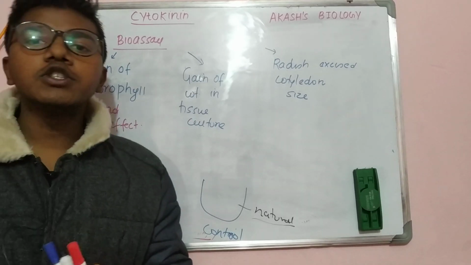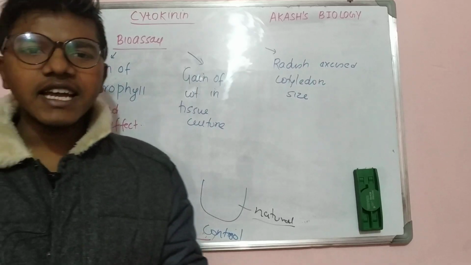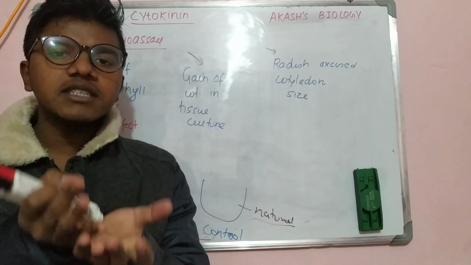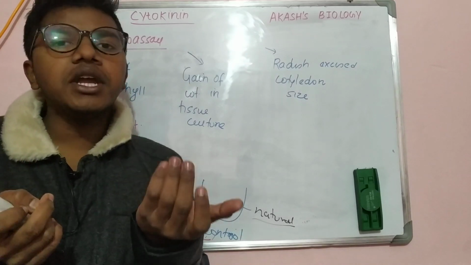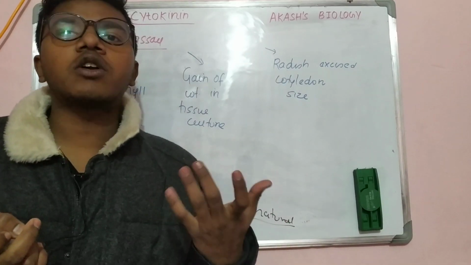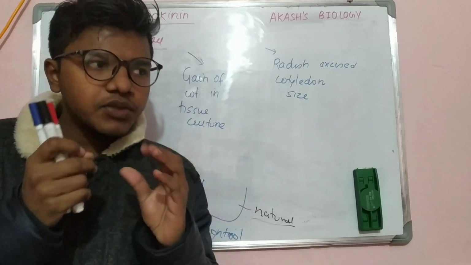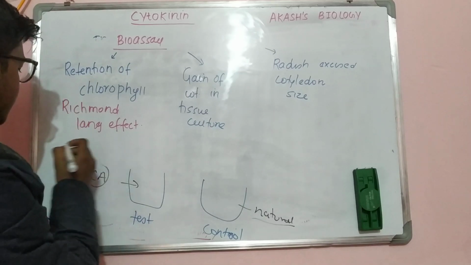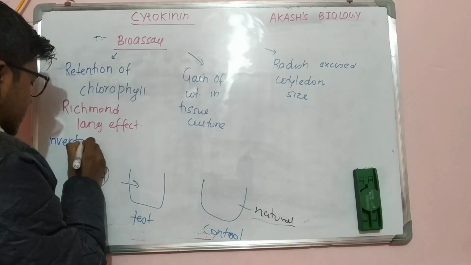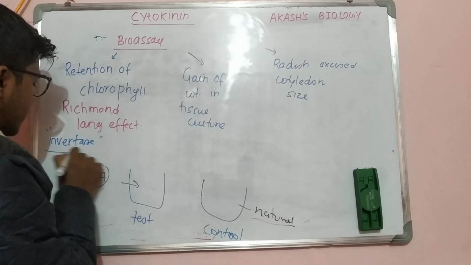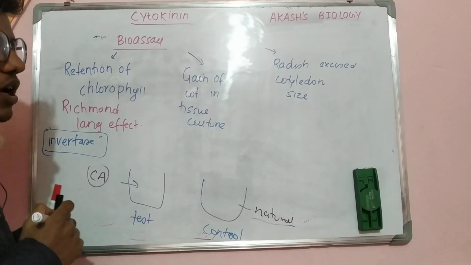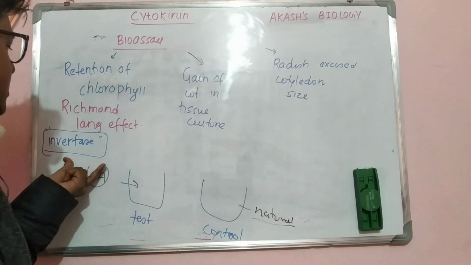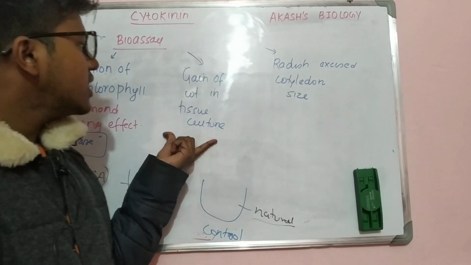The Richmond-Lang effect. Richmond and Lang found in the 1980s that when a leaf is sprinkled with or placed in a cytokinin environment, it retards the process of senescence or natural aging, because in the cell it increases the invertase activity. This is one of the very important things that you need to know. So the Richmond-Lang effect is tested for cytokinin in leaves, and it is due to the increase in activity of invertase.